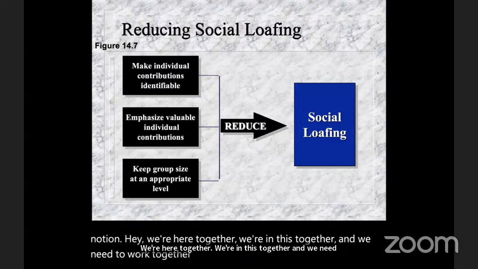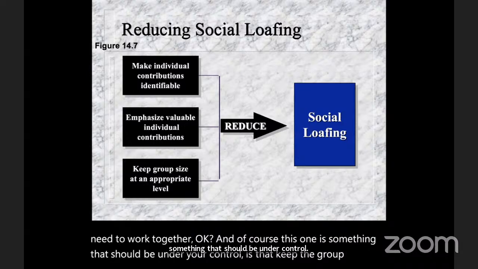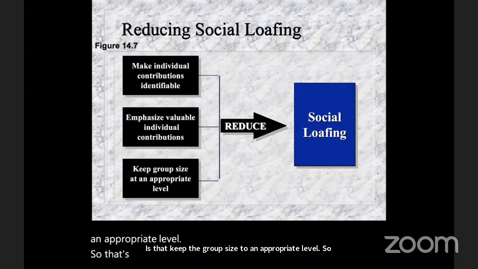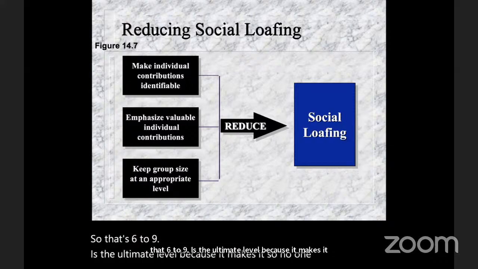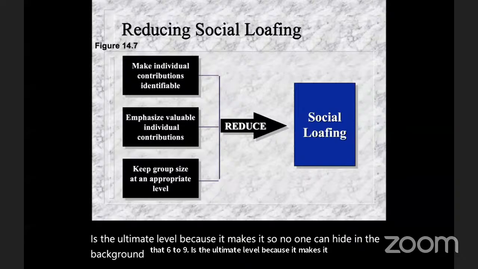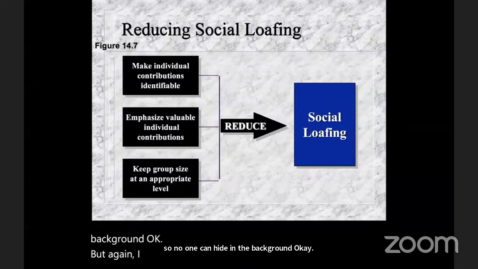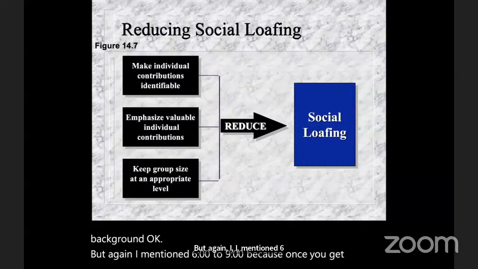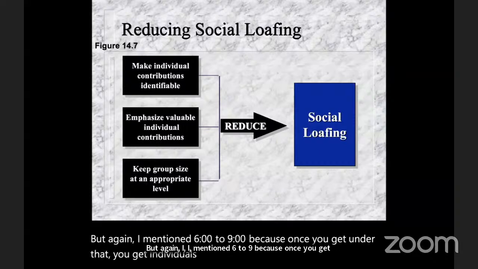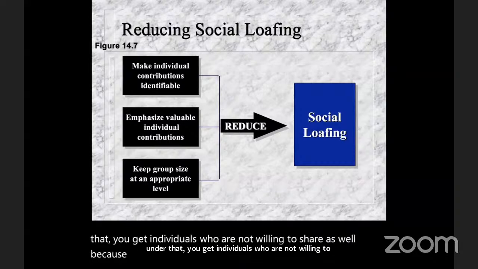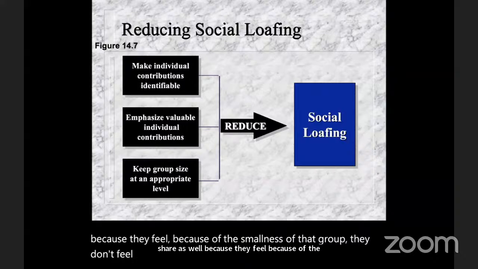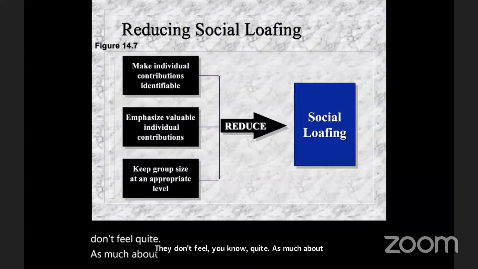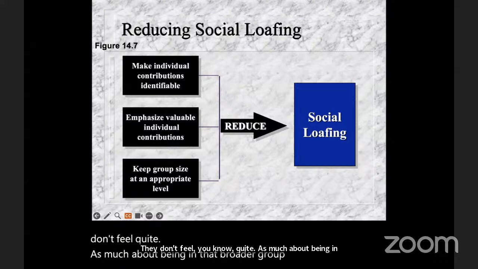Okay. And of course, this one is something that should be under your control: keep the group size to an appropriate level. So 6 to 9 is the ultimate level, because it makes it so no one can hide in the background. But again, I mentioned 6 to 9 because once you get under that, you get individuals who are not willing to share as well because, because of the smallness of that group, they don't feel quite as much about being in that broader group that you're working with.